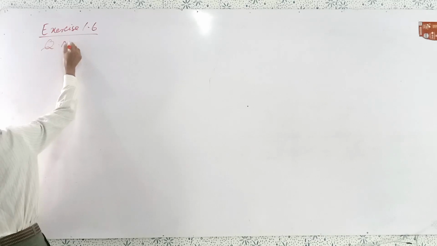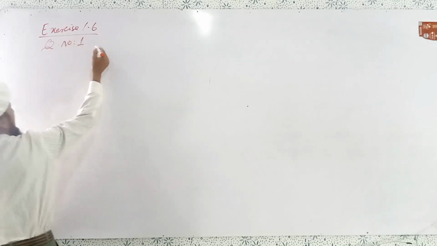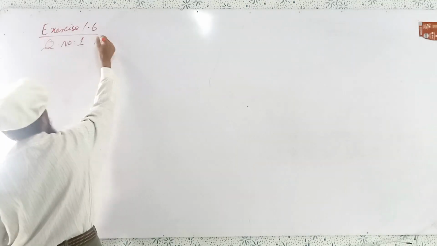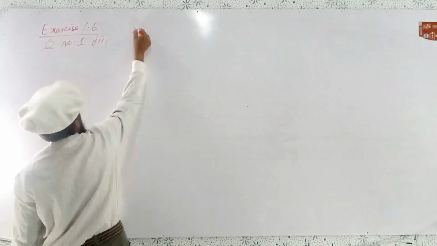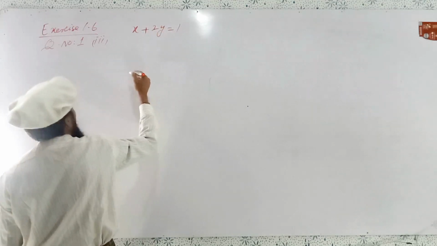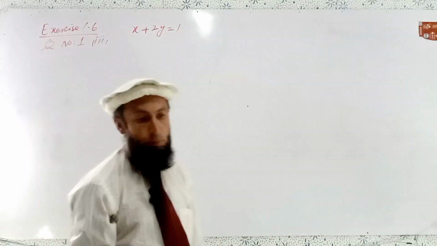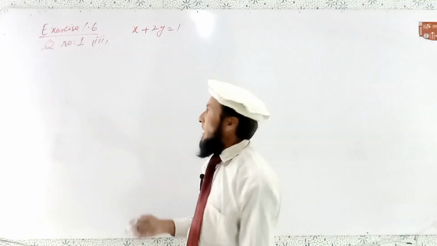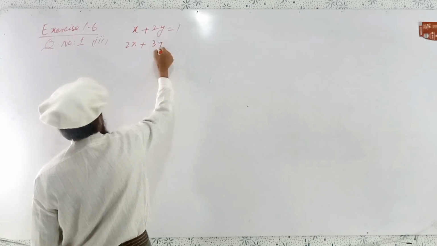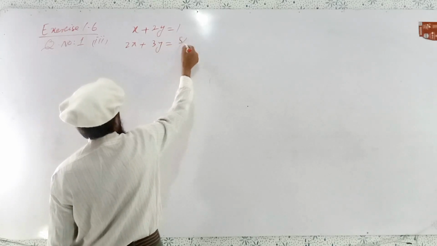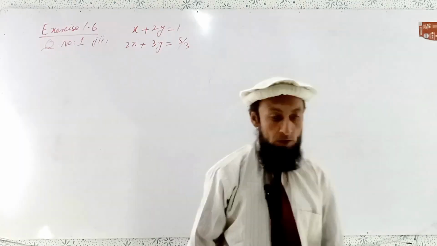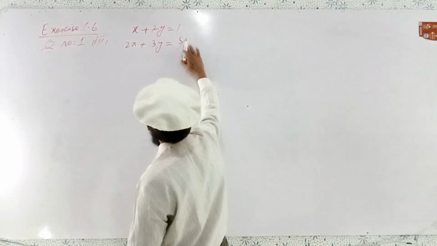Question number 1, part 1: x plus 2y is equal to 1 and 2x plus 3y is equal to 5 over 2, using the inversion method.